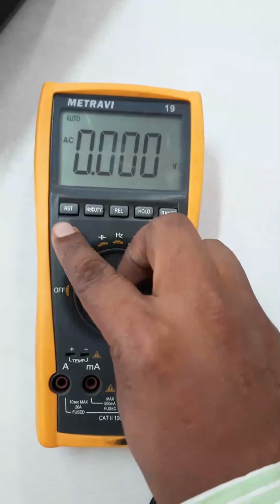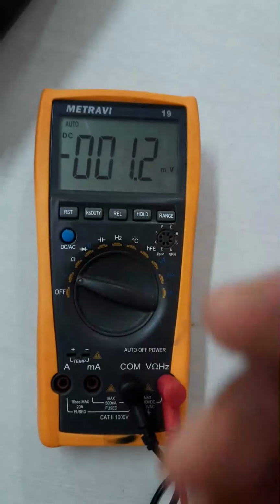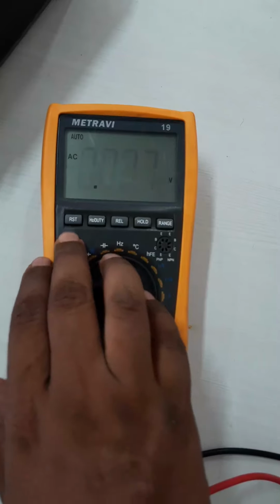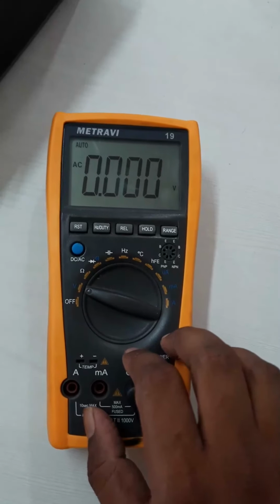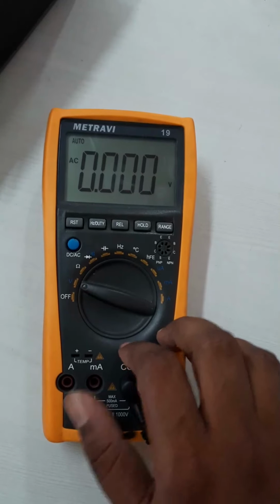If you press this, you can read on the screen that it is DC, so it can measure the DC voltage. If you press this blue button again, you will read that it is AC, so it can read the AC voltage.